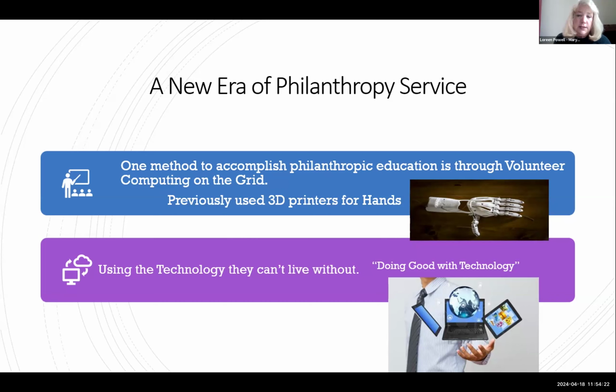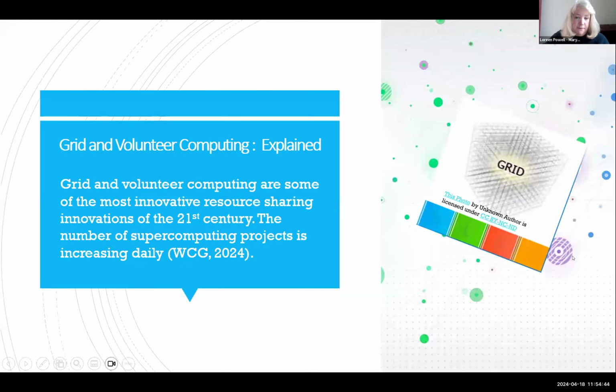And one of the ways is to go through volunteer computing on the World Community Grid. It's really using the technology that students themselves cannot live without, whether it be their phone, their computer, or their tablet. They can't do without that phone or any of this in their daily lives. So we're really trying to help them do good with the technology that they love so much and have every day in their life.